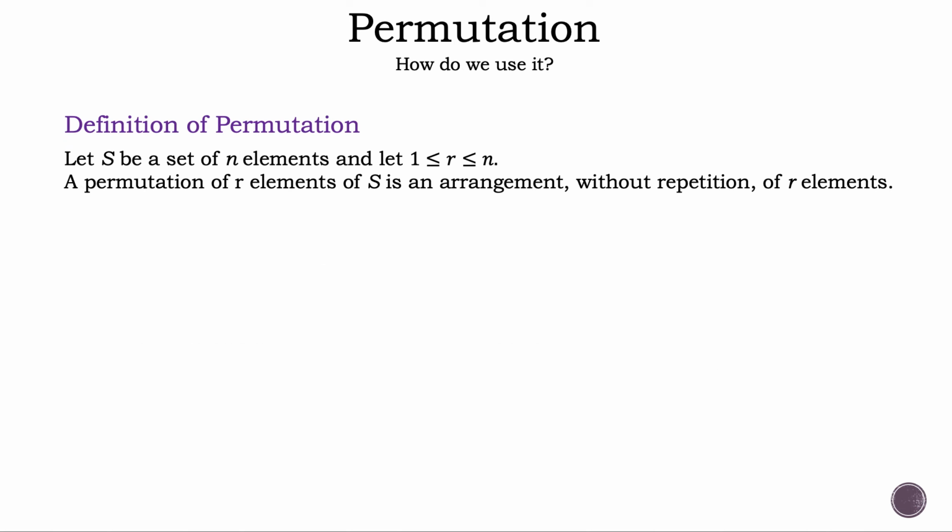Now, let's take a look at the definition of permutation. Let S be a set of n elements, and let 1 ≤ r ≤ n. A permutation of r elements of S is an arrangement without repetition of r elements. What does that even mean? Well, we will put that into action so we can find out.